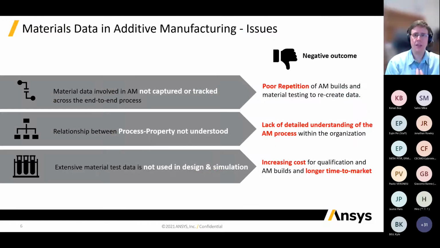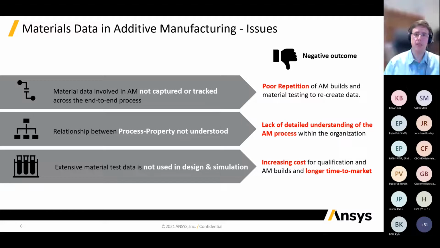And so the main challenges we've observed, certainly for materials data and additive manufacturing, is that the materials data is not captured or tracked across the end-to-end process. So you tend to get poor repetition of AM builds and material testing to recreate this data. Furthermore, on an industrial scale, the relationship between the process and the properties is not always understood. And this is often that there's a lack of detailed understanding of the additive manufacturing process within the organization. And yes, you may have all your extensive material test data, but it's not being used in design and simulation.